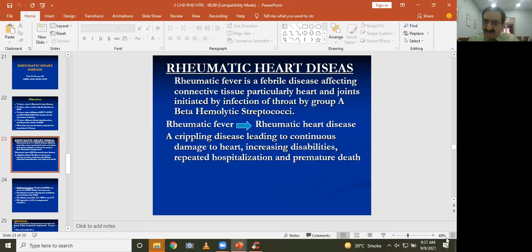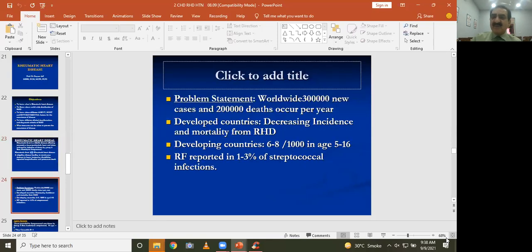So, this is a crippling disease. If this disease is not treated in the initial stages, when it is rheumatic fever, then it sequentially damages the heart, and then the person becomes almost disabled. So there are repeated attacks of the disease, repeated hospitalization, and even premature death at the age of 35 years. A person may die of this. So repeated attacks of disease lead to disability, repeated hospitalization, and premature death.